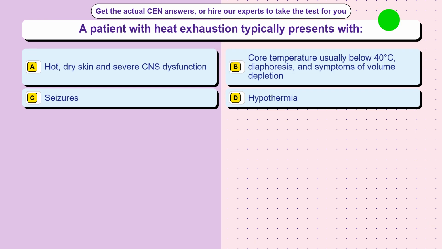Question 68. A patient with heat exhaustion typically presents with: Option A, hot, dry skin and severe CNS dysfunction. Option B, core temperature usually below 40 degrees Celsius, diaphoresis, and symptoms of volume depletion. Option C, seizures. Option D, hypothermia.